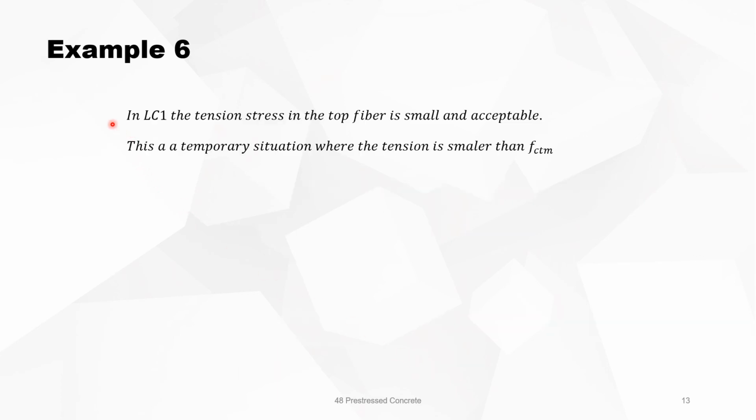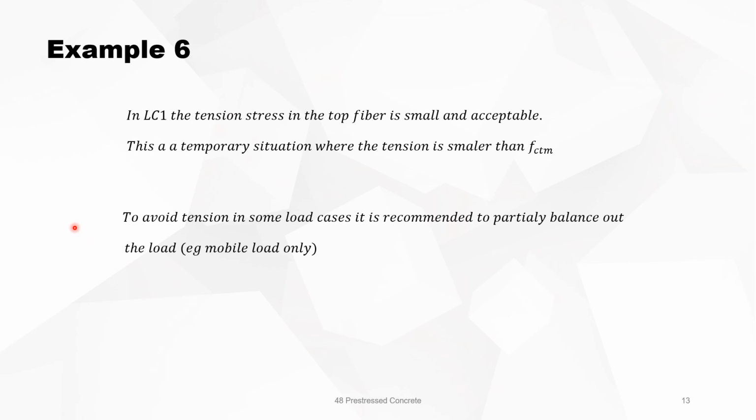So in load case 1, the tension stress in the top fiber is small and acceptable. This is a temporary situation where the tension is smaller than fctm, which is around 3 megapascal. To avoid tension in some load cases, it is recommended to partially balance out the load. It means not the total load, otherwise you will have tension in load case 1. So we can also decide only to balance out the mobile load or 80% of the mobile load.